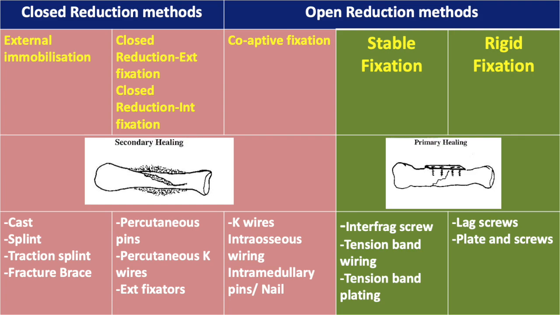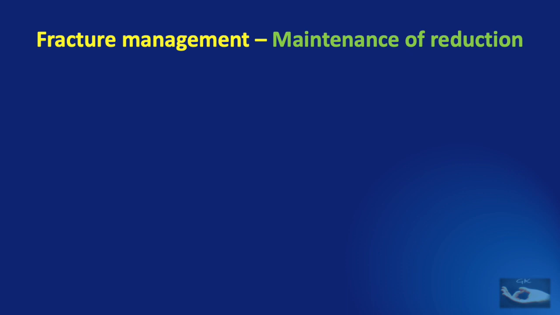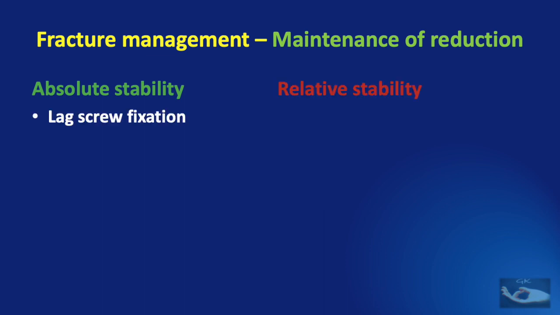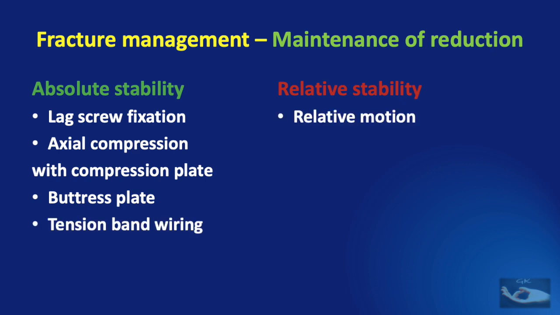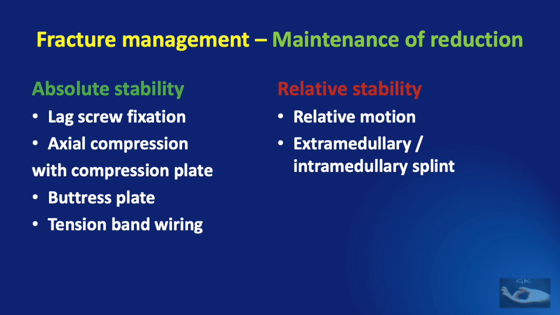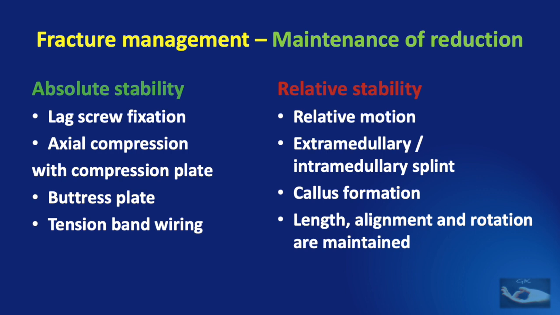So let us summarize this in terms of stability that is provided by the treatment protocol, which could be absolute stability or relative stability. Absolute stability would be provided by techniques like lag screw fixation, axial compression with compression plate, buttress plating, or tension band wiring. And relative stability, which is characterized by relative motion between the fracture ends, which can occur with extramedullary or intramedullary splinting, is characterized by callus formation, though the length, alignment and rotation are maintained.